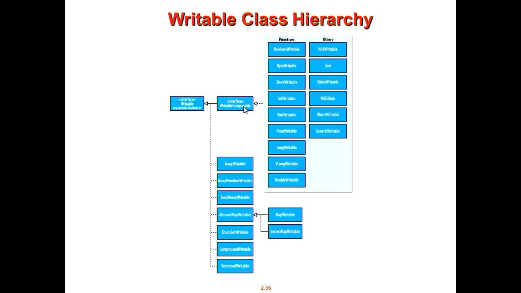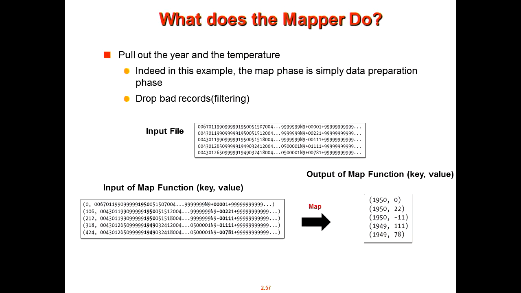And in your program, you need to think about which class you need to use to wrap your keys and values. So in this temperature example, we use Text to wrap string, and we use IntWritable to wrap the highest temperature. Okay. Now it's about what does the mapper do.